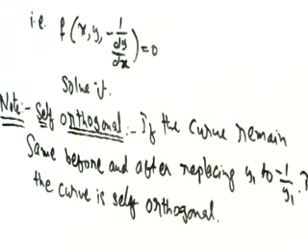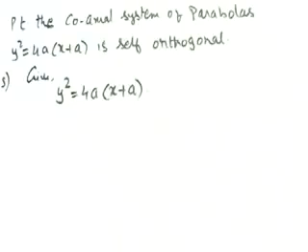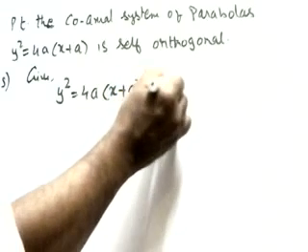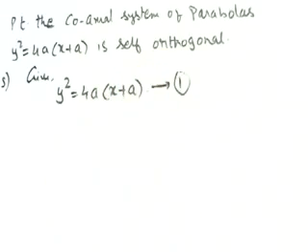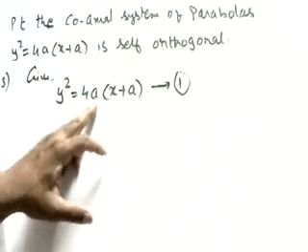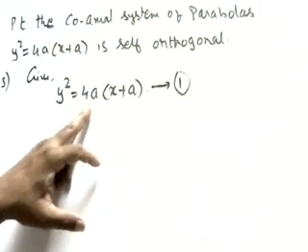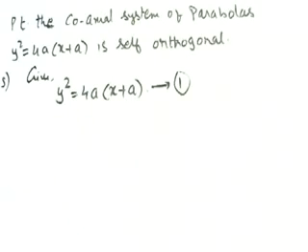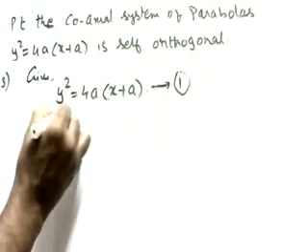Let me do the questions on this orthogonal trajectory. Now see one question. Prove that the coaxial system of parabolas y square equals 4a into x plus a is self-orthogonal. What is given here? y square equals 4a into x plus a. Let me denote this as 1. Now we have to differentiate and take out a from this.